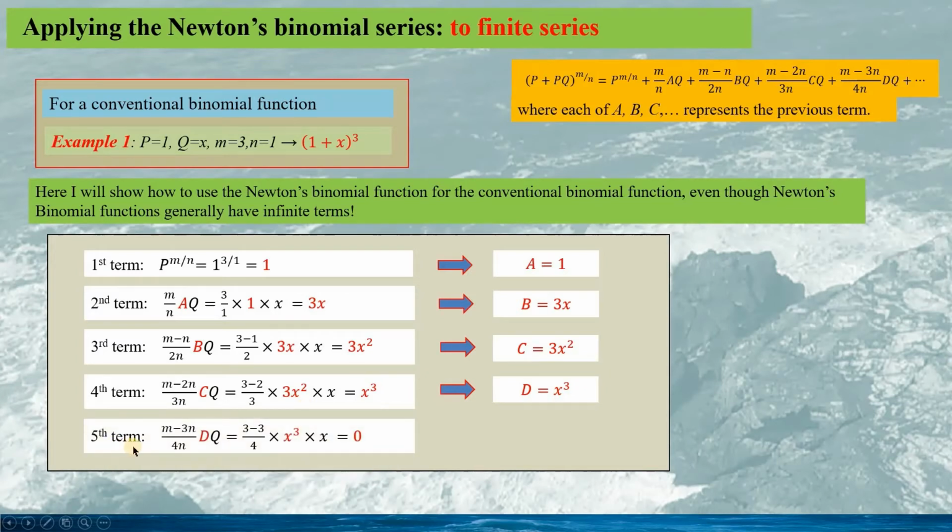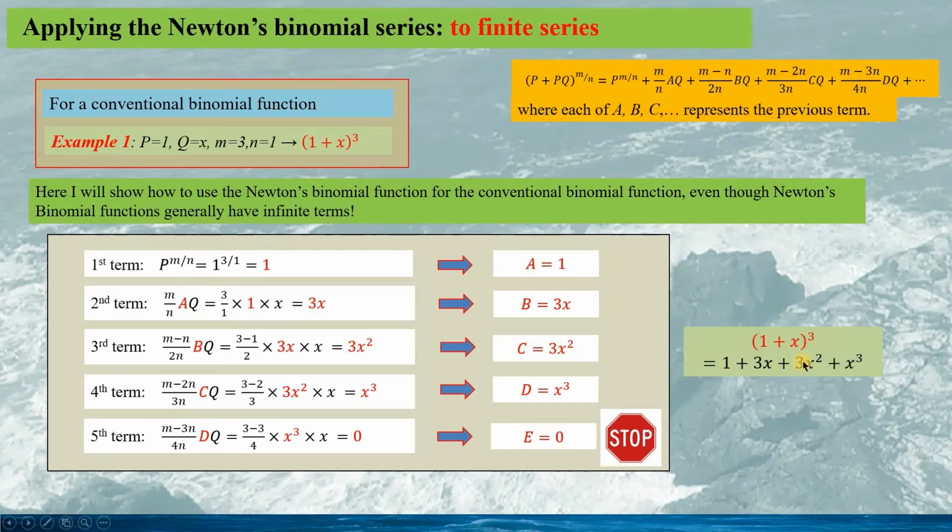And the fifth term we calculate as this, and we find the fifth term is 0. Therefore, e would be 0. But we can stop here, since if we go on to calculate more terms, they will all be 0. Therefore, if we put all these terms together, we have the expression given as this. So this is exactly the same as we have learned in school.